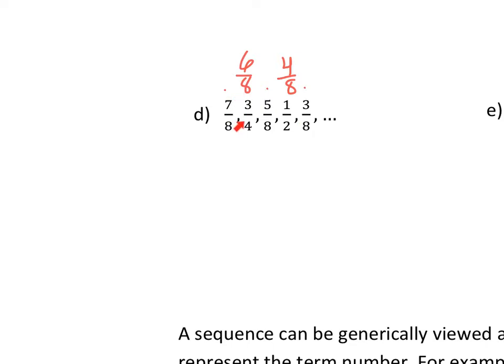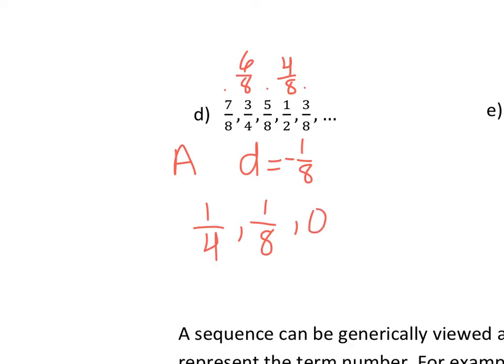But what's happening is it's reducing. 6/8 reduced is 3/4, and 4/8 reduced is 1/2. So this is an arithmetic sequence because I'm subtracting, and the common difference is negative 1/8 because I'm subtracting 1/8. So if I continue subtracting 1/8, I would get 2/8, which reduces to 1/4. Minus an eighth gives me 1/8. Minus an eighth gives me 0.